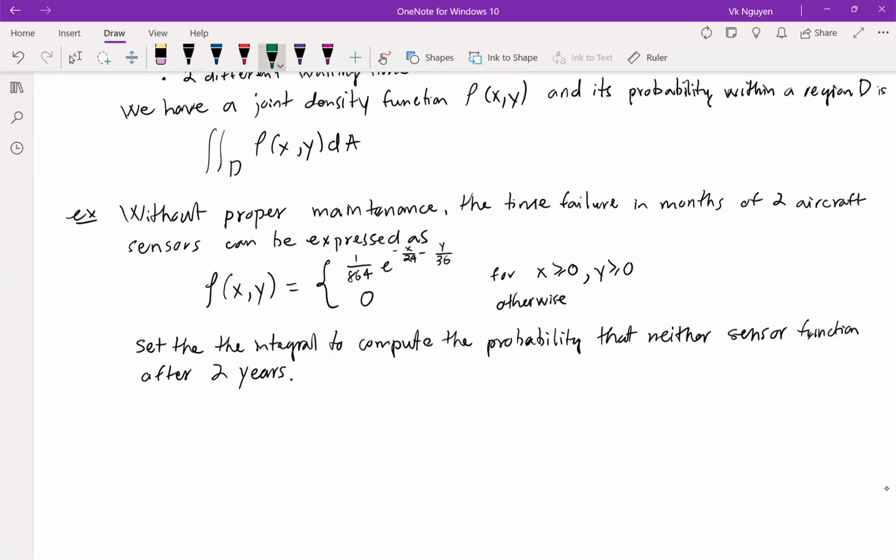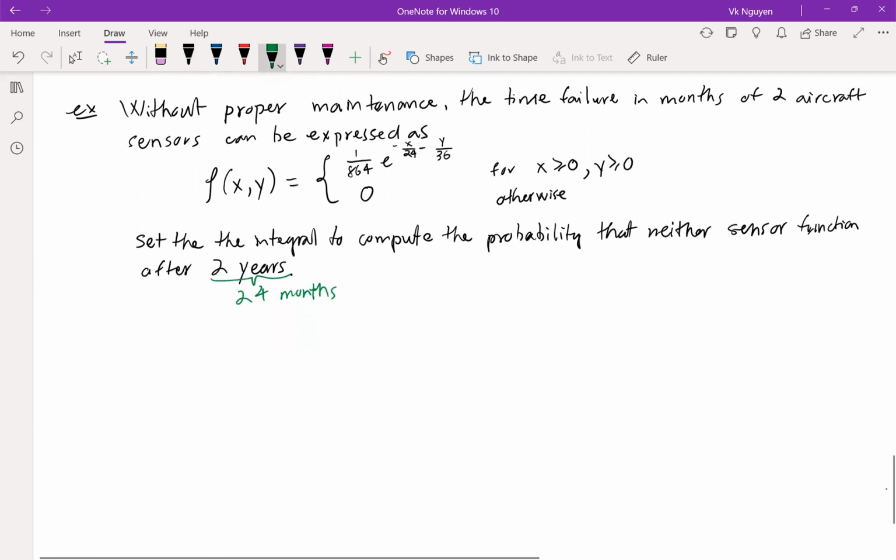2 years is 24 months. Right? And then we know that the time is x and y. Sensor 1 has the time x, sensor 2 has time y. So how would we set this thing up? Well, the probability that neither of the sensors functions, so both of them fail, is 0 less than or equal to x less than or equal to 24, and 0 less than or equal to y less than or equal to 24.